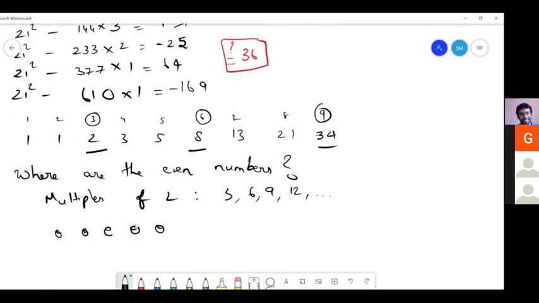Parity again. Yeah, parity. And then again an even number. Because of this structure, OE, we have this. We see that the multiples of 2 occur in the positions 3, 6, 9, 12, and so on.